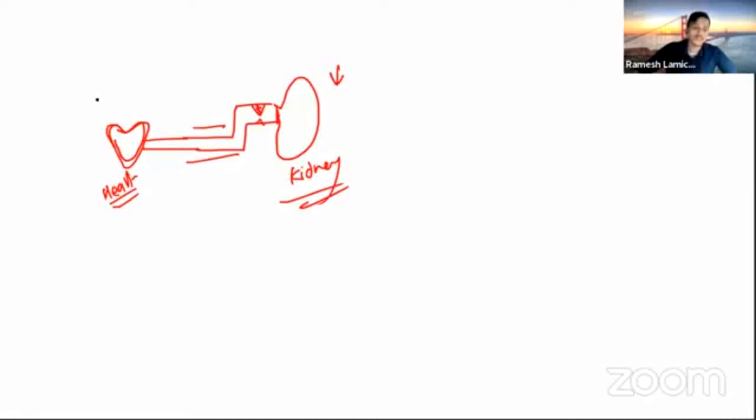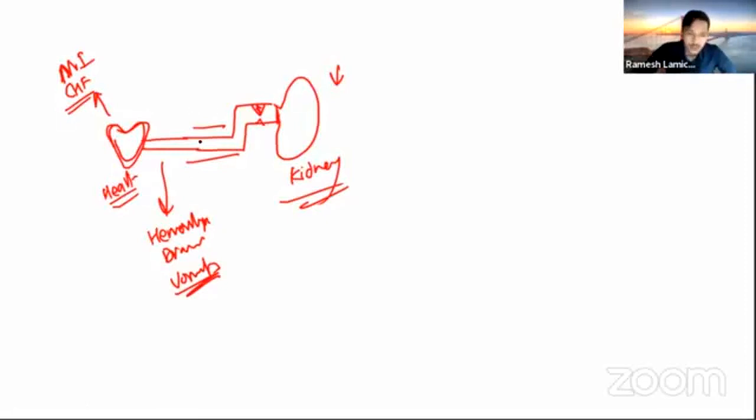So what are the causes? In the heart, there could be an MI, myocardial infarction, or congestive heart failure. And loss, meaning hemorrhage, blood loss, or fluid loss: diarrhea, vomiting, right? Severe diarrhea and vomiting. And there is third fluid space, meaning fluid going into the extravascular space.